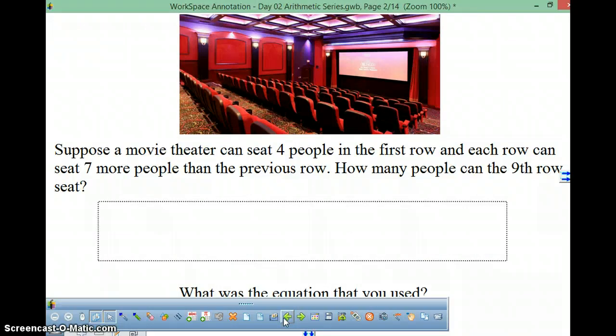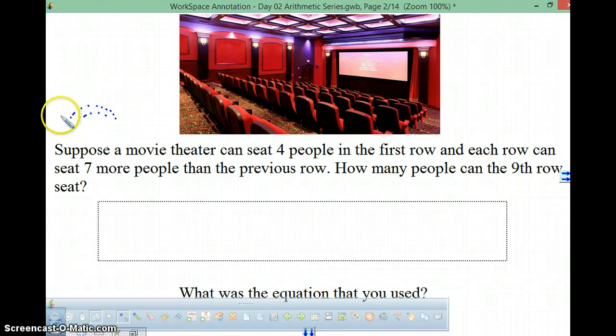Suppose a movie theater can seat 4 people in the first row. Let's see if I can draw it out so you can really see it. There's 4 people in the first row and 7 more people in the second row. I'll just draw it, 10, and 7 more people, so that would be 17 in the third row, and then on for 9 rows. Well, how many people can the 9th row seat?